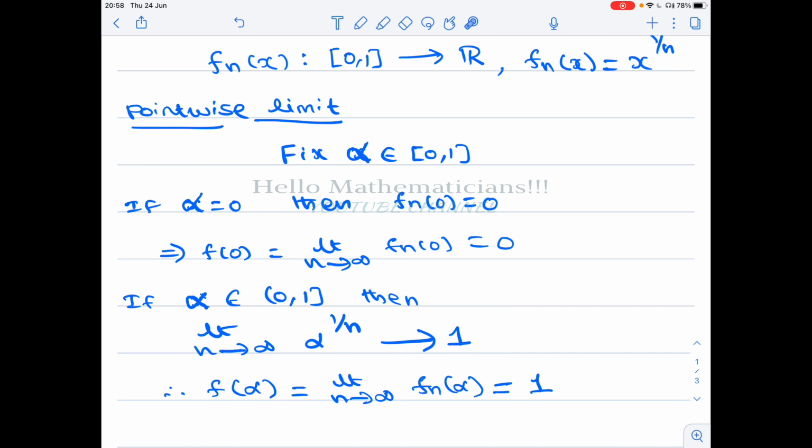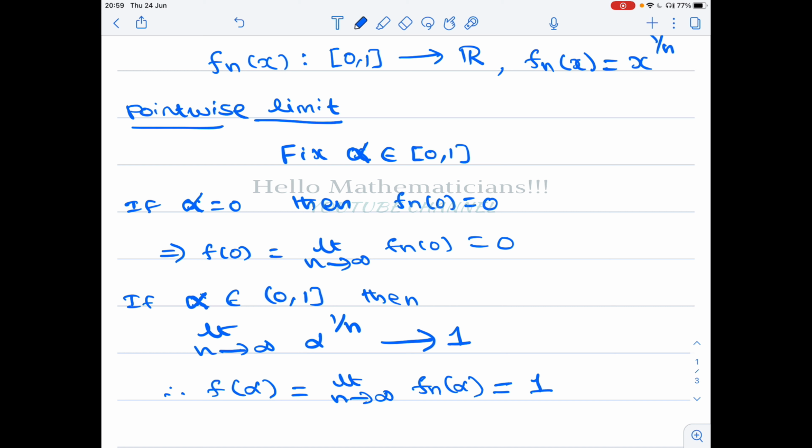Then fn of 0 equal to 0, because if you put 0 you get 0 power 1 by n, and 0 power 1 by n is 0 for all n. Therefore, what is f of 0? F of 0 is nothing but limit n tends to infinity fn of 0. So what is limit n to infinity fn of 0?